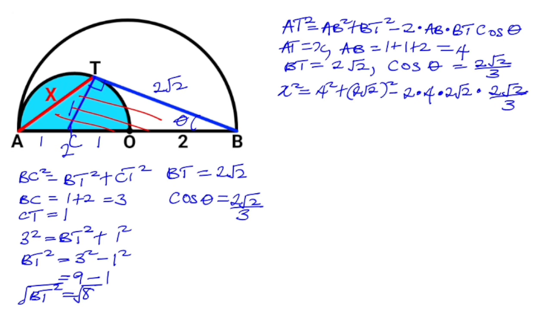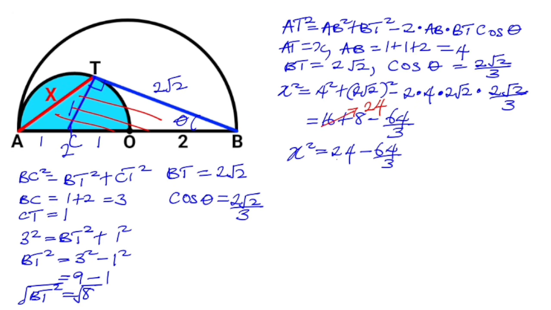Now, let's evaluate each term individually. 4 squared is equal to 16. 2 times the square root of 2 squared is equal to 8. For the subtraction term, multiplying the whole numbers and the square roots together gives us 64 divided by 3. 16 plus 8 is 24. So, x squared is equal to 24 minus 64 divided by 3.